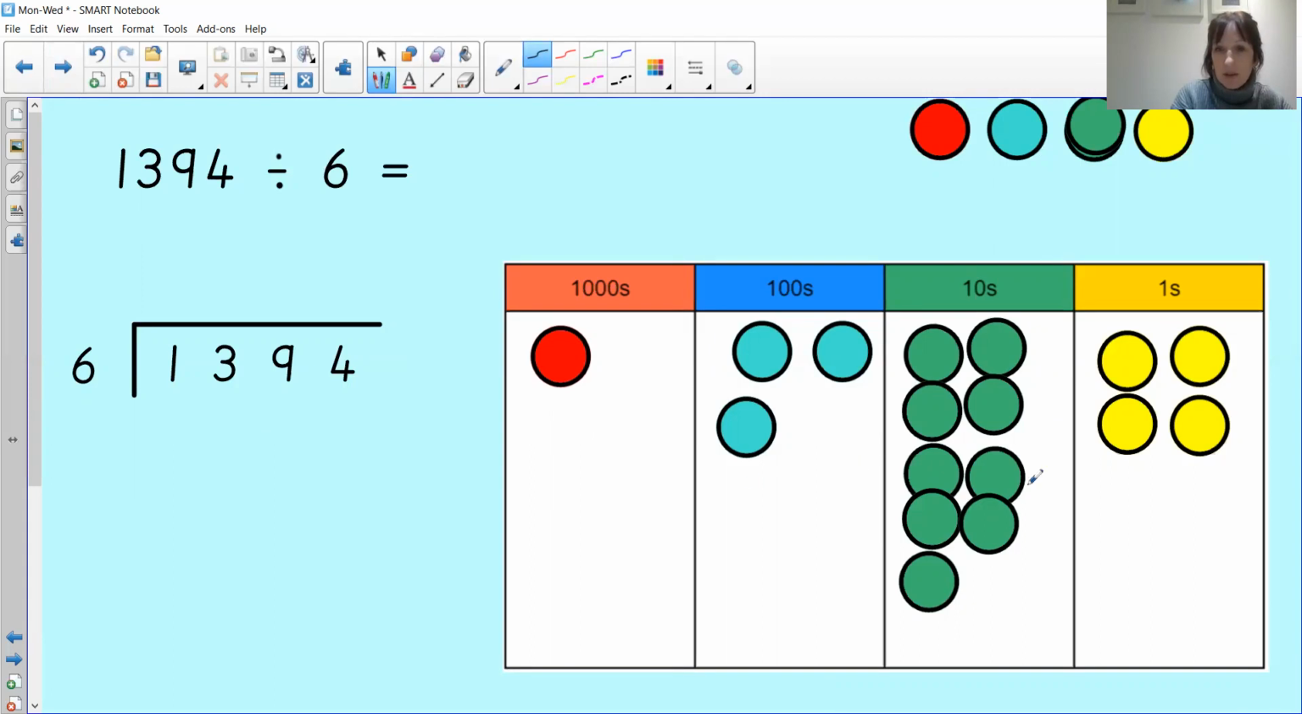And we're going to use these as well as writing our calculation so we can really see what we're doing each step. So I've made the number. I've got 1,000, 3 in my hundreds, 9 in my tens, and 4 in my ones. So let's have a look. This time we're dividing by 6.